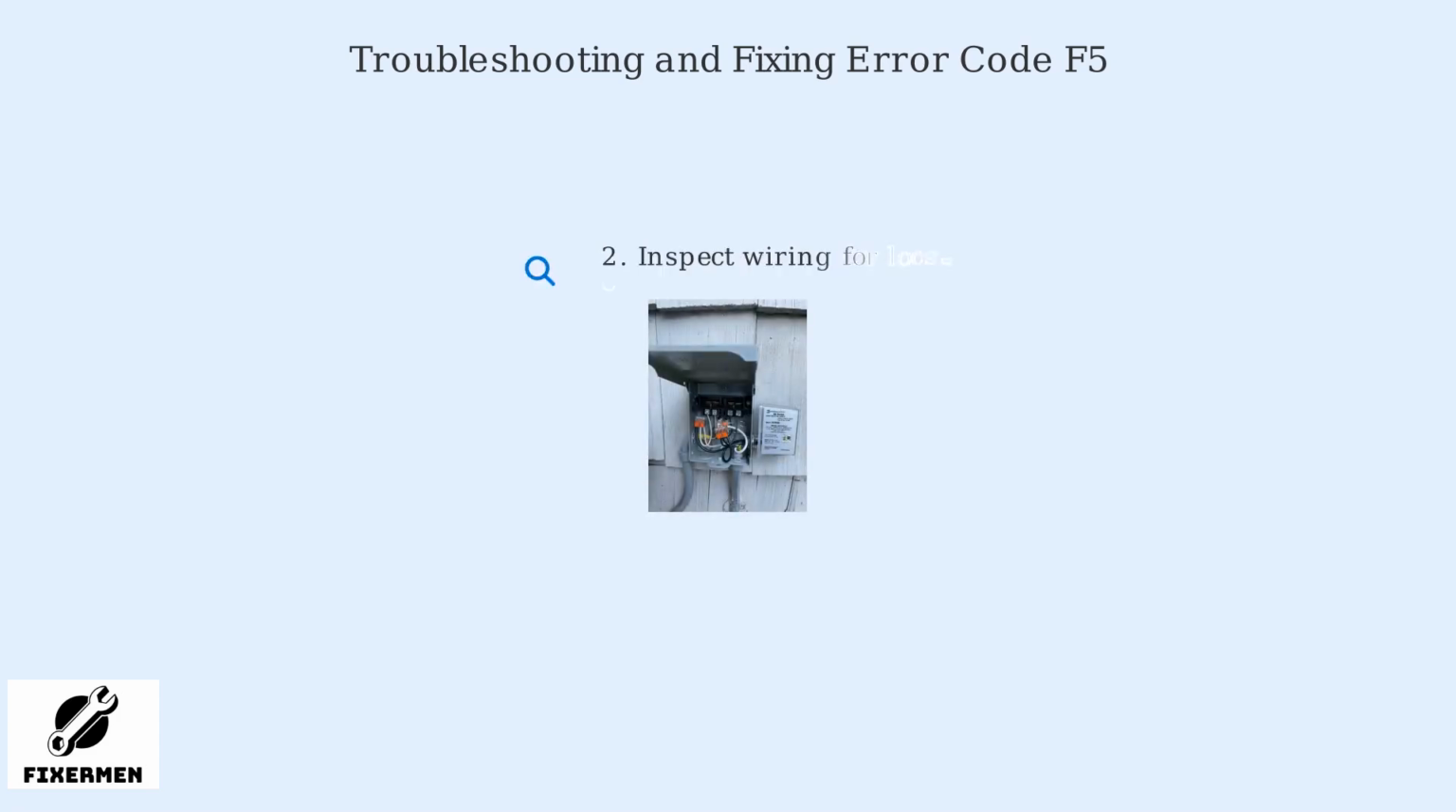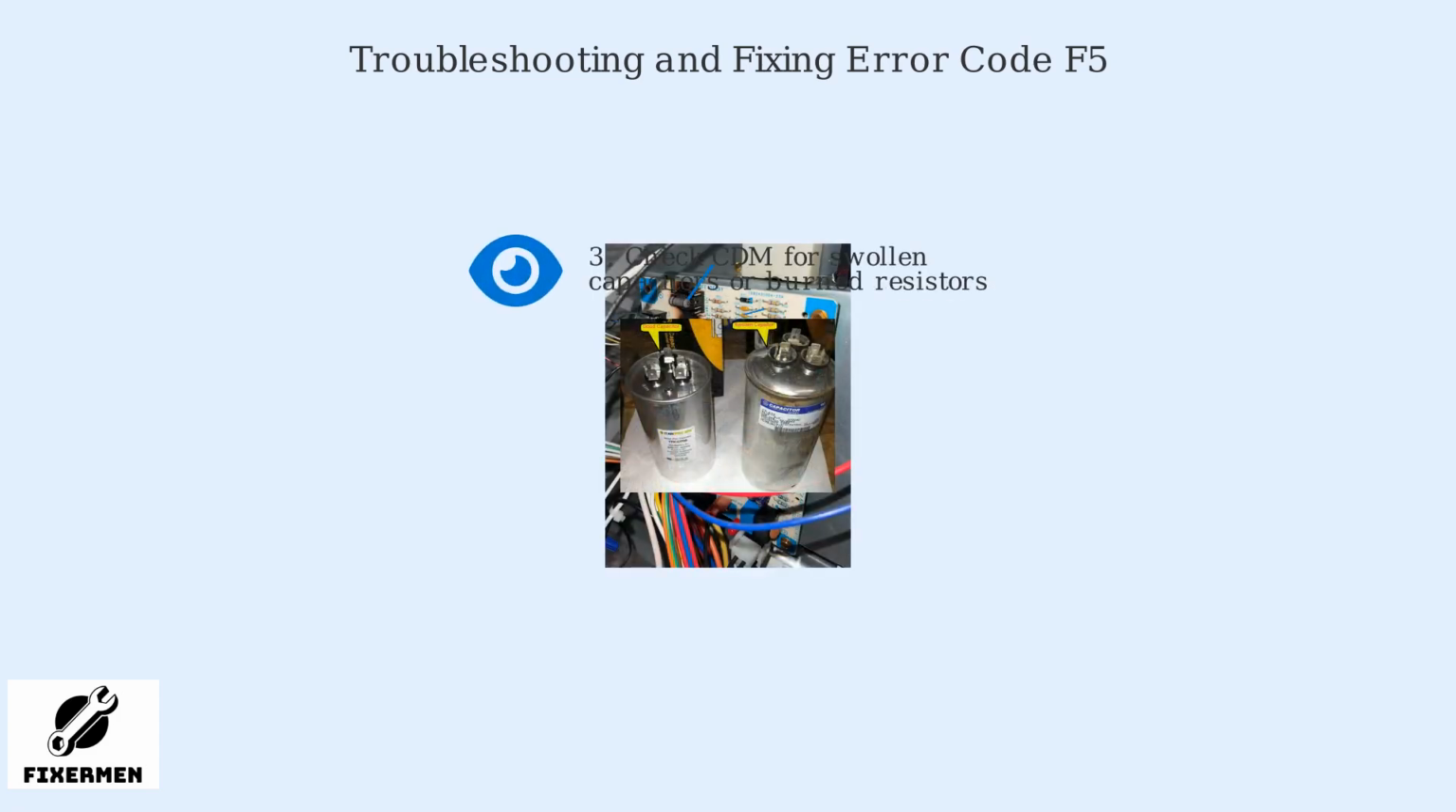Next, inspect the wiring connected to the compressor drive module for any loose connections or damage. Check all connectors and cables. Visually examine the compressor drive module for signs of damage, such as swollen capacitors or burned resistors. Look for bulging components or scorch marks.